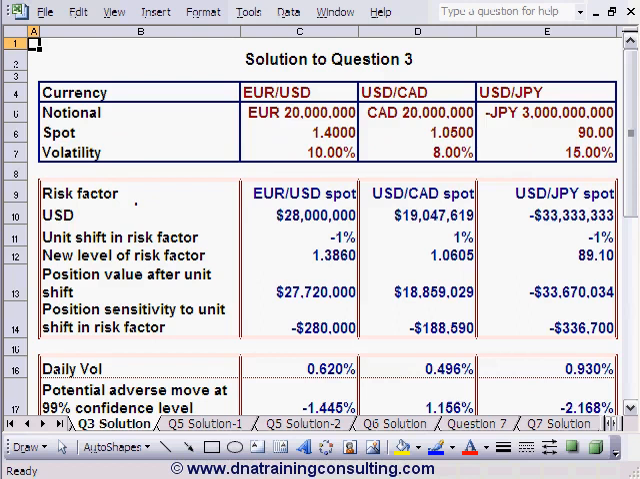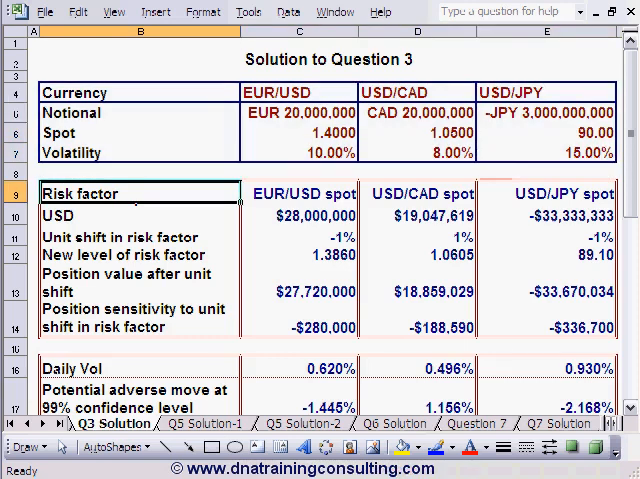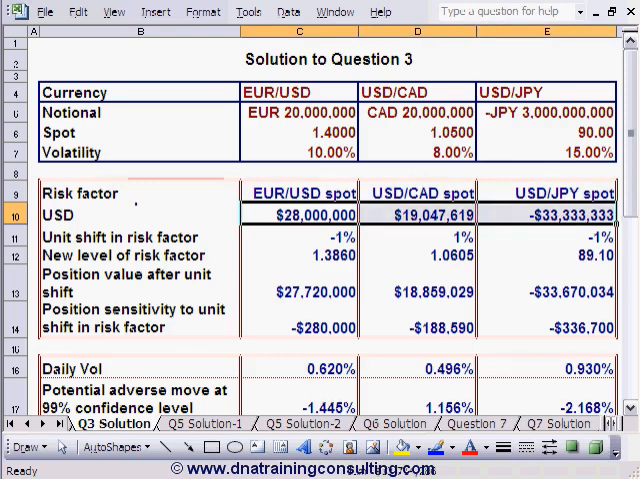Worksheet Q3 solution lays out the solution based on our earlier discussion from Chapter 3. In the first table here, we reproduce the inputs from the question. In the second table, we list first the risk factors, which are the 3 spot rates: Euro-dollar, dollar Canadian, and dollar yen. The fair values of these positions appear in cells C10 to E10.